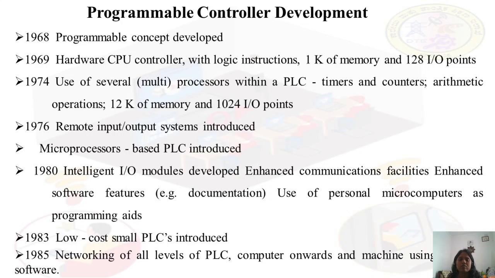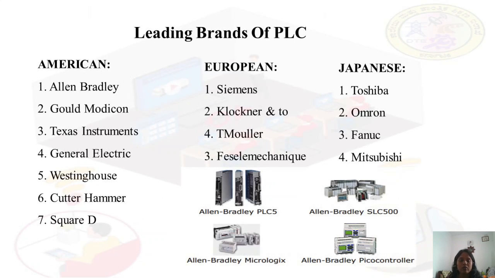Initially, it was only with the Modicon company, it was proprietary to Modicon. But gradually it became non-proprietary. Then so many companies started developing the PLCs. And today we have so many brands of PLCs in the world. If you consider the American side, we have Allen Bradley, Gould Modicon, Texas Instruments, General Electric, Westinghouse, Cutler-Hammer, Square D. These are some of the American brands of PLC.